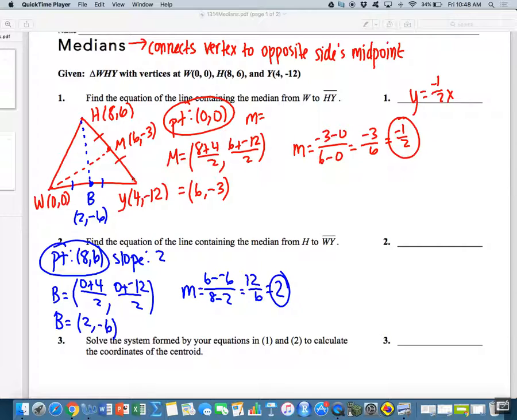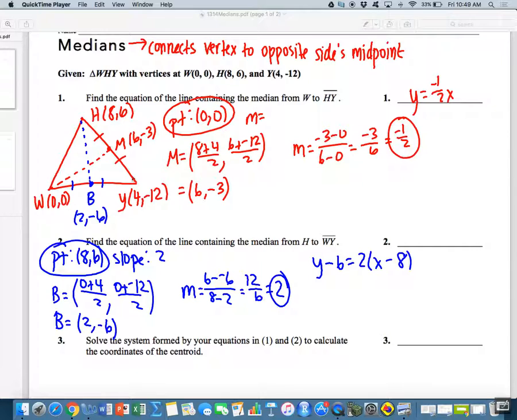Now we need to write the equation of a line. Are we going to use point slope form or slope intercept? Point slope. Our point is not an intercept. An intercept is 0 comma some number. So we're going to use point slope. So we get y minus 6 equals 2 times x minus 8.